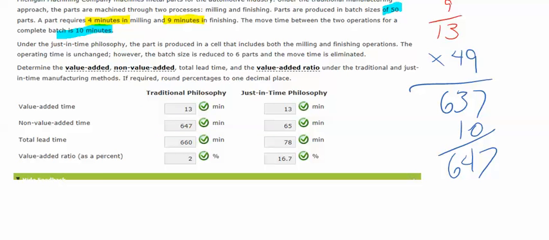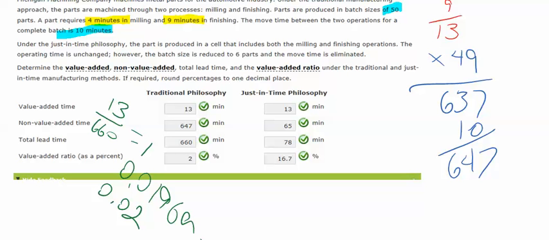So for my total lead time, I can add these together, the 13 plus the 647, and I get 660 as my total lead time. I can now calculate, if I take the 13 divided by 660, the percentage is 0.01969. Well, I can round that off, and that would be 0.02. So we'd have 2%. That's how I calculate that percentage there.